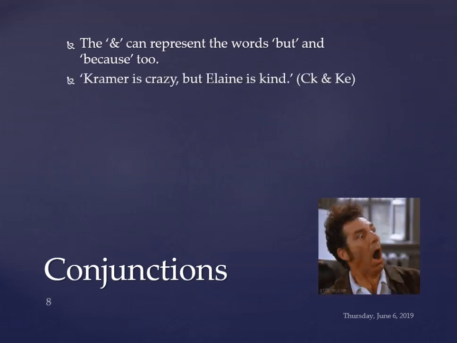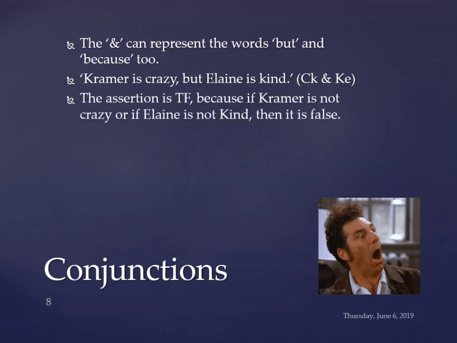If you think of the claim, Kramer is crazy, but Elaine is kind, you have to say two things that are true. The assertion is truth functional, because if Kramer is not crazy, or if Elaine is not kind, then it's false, and you won't be able to make your comparison and contrast. So even though your purpose is to do a comparison and contrast, you are uttering a conjunction because you have to say two things that are true in order to make the comparison.